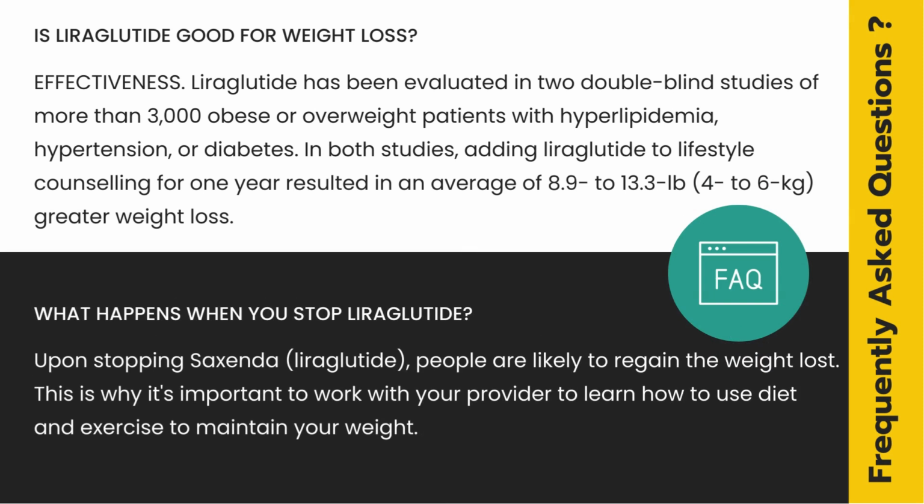Frequently asked questions: is liraglutide good for weight loss? Effectiveness. Liraglutide has been evaluated in double-blind studies of more than 3,000 obese or overweight patients with hyperlipidemia, hypertension, or diabetes. In both studies, adding liraglutide to lifestyle counseling for 1 year resulted in an average of 8.9 to 13.3 pounds, 4 to 6 kilograms, greater weight loss.